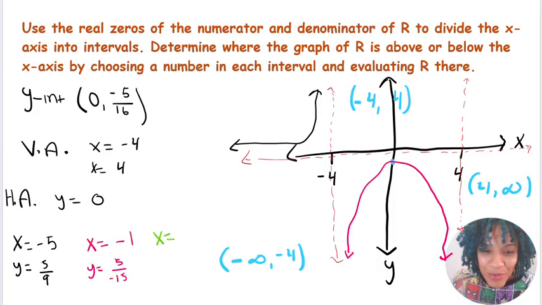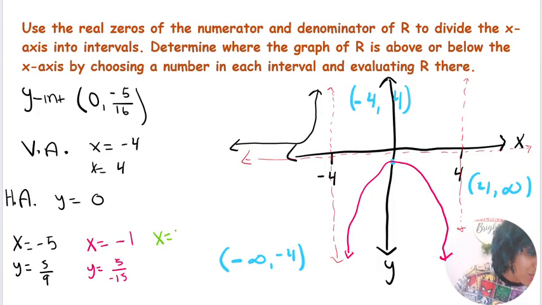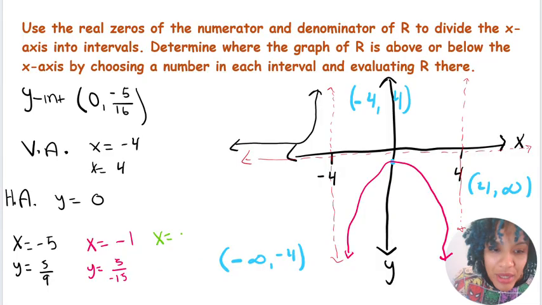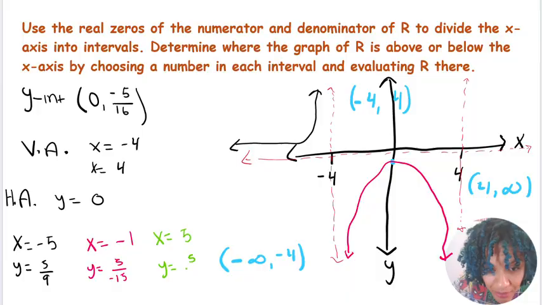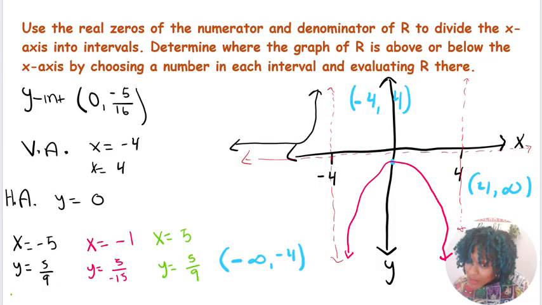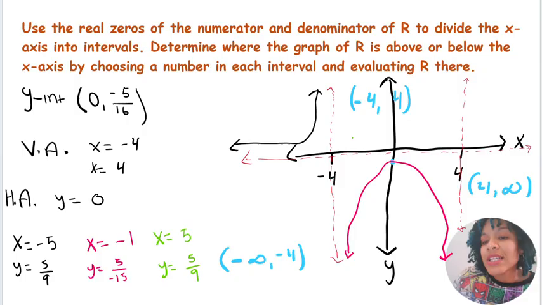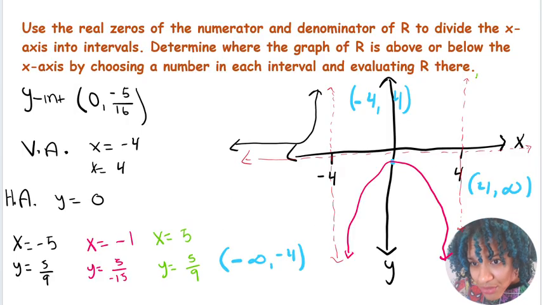For the last interval, I picked +5 because that would be easier. And then it gave me y equals 5/9. Positive again, very similar to the first one. So that tells me in the last interval, my graph is right here above the x-axis.